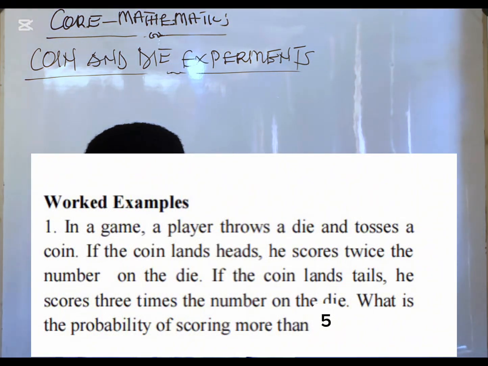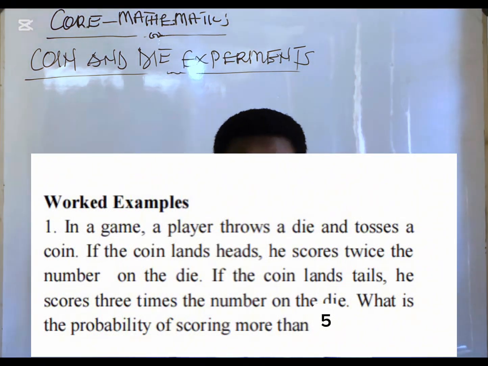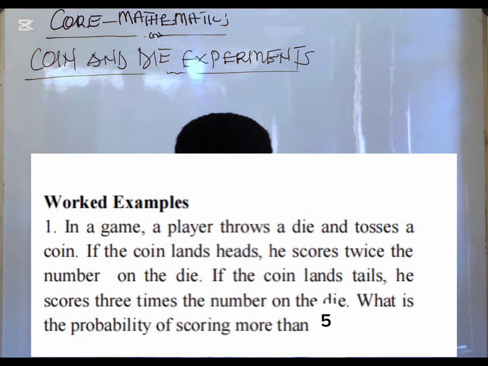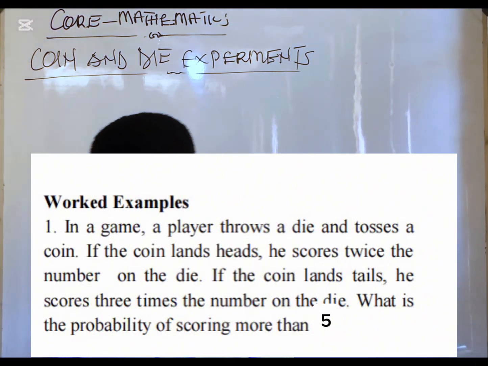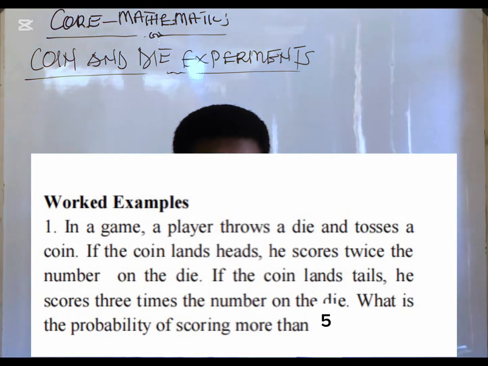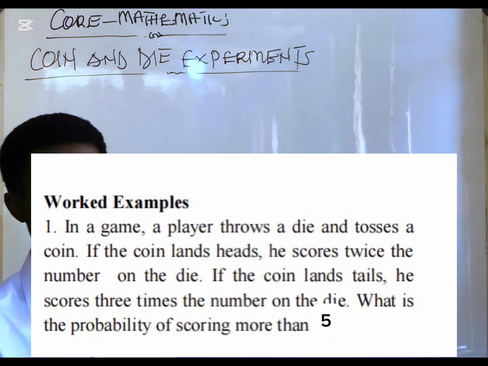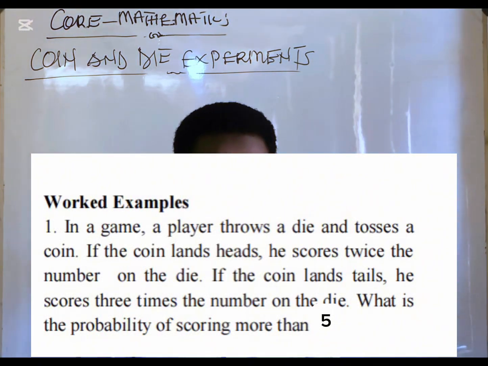In a game, a player throws a die and tosses a coin. If the coin lands heads, he scores twice the number on the die. If the coin lands tails, he scores 3 times the number on the die. What is the probability of scoring more than 5? More than 5. So this is a nice question. So let's see how we can look at questions like this.